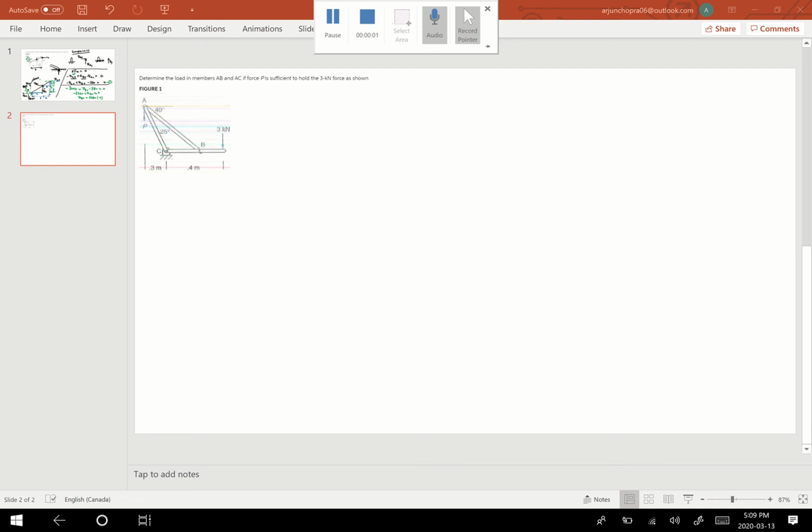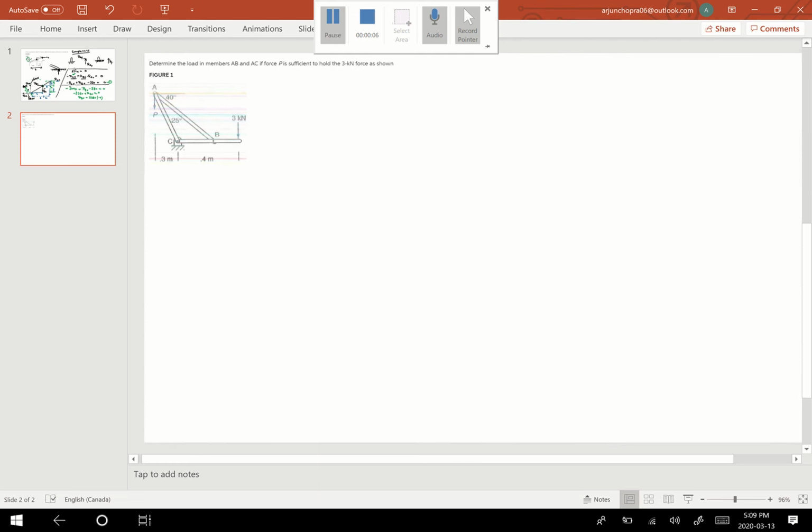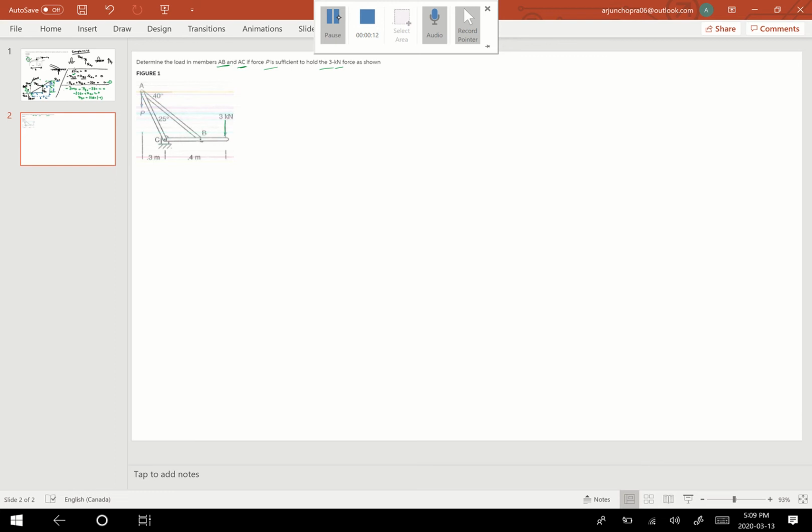Welcome back, guys. Let's look into the next question. Determine the load in member AB and AC if P is sufficient to hold the 3 kilonewton force. So if there is a 3 kilonewton force acting in this direction and there is some kind of a P force acting here, I wanted to find the load in member AB and AC. That's what I wanted to find out.